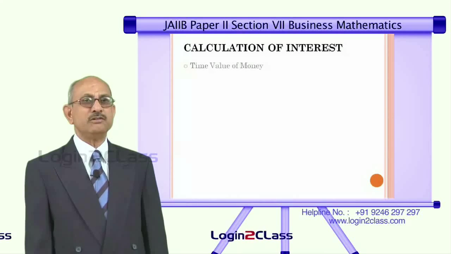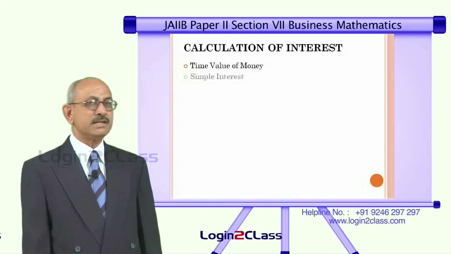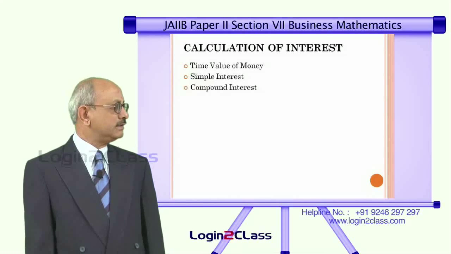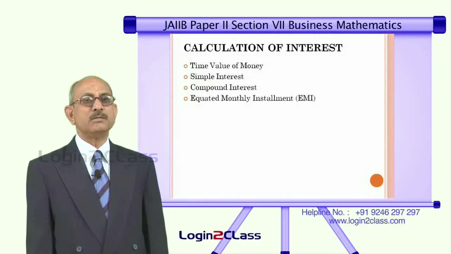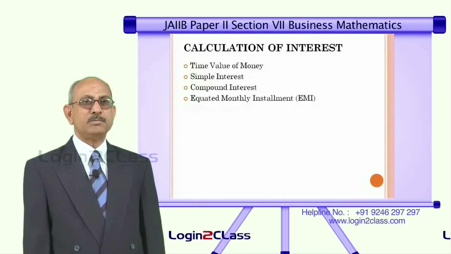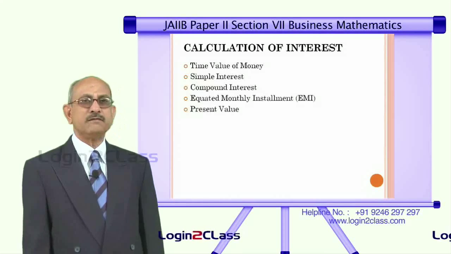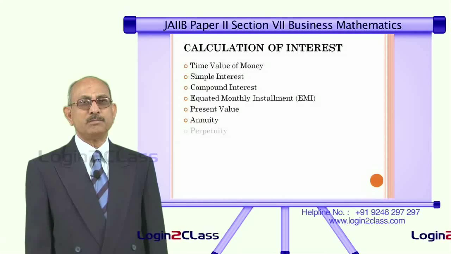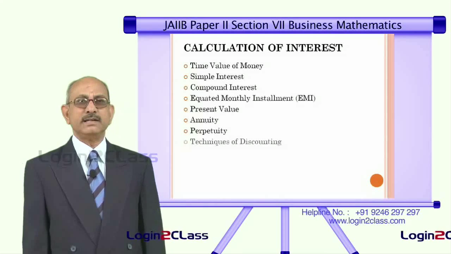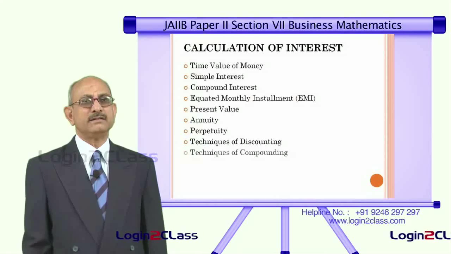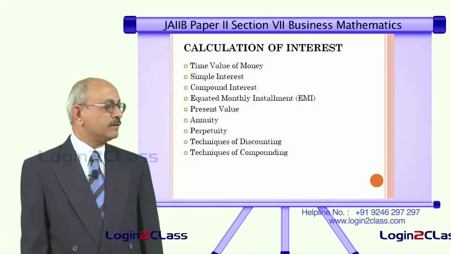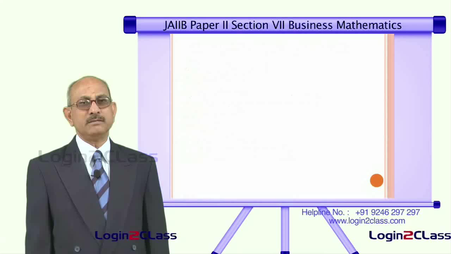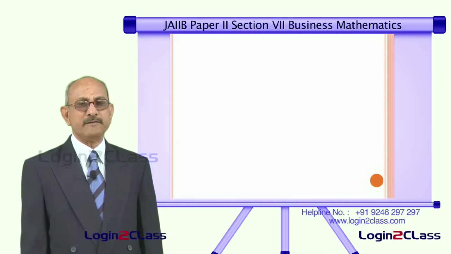One is the time value of money, second is simple interest, then compound interest, then equated monthly installment, normally known as EMI, then the present value and future values of the cash flows, then annuity, then perpetuity, then techniques of discounting and techniques of compounding. So, let us start with the main point, that is known as time value of money.